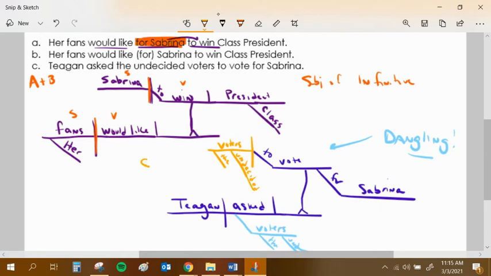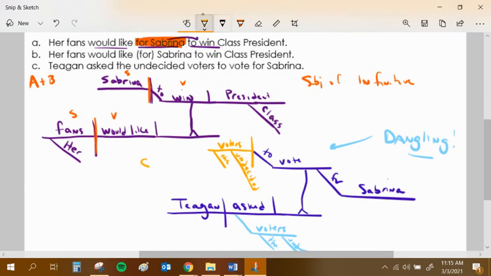And so the purpose of doing the A and B sentence is because I want to show you that I think the C sentence is just like the A and B sentence. I think it's basically the B sentence where you've cut out the word for. I think you're saying Tegan asked for the undecided voters to vote for Sabrina.